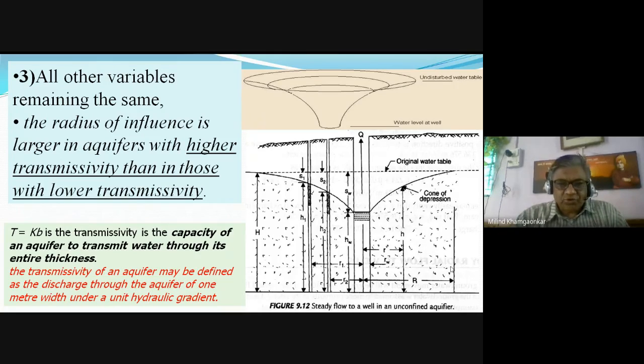If we assume that all the soil has the same characteristics regarding its porosity, its specific yield, density, that is, all the variables remaining the same, the radius of influence is larger in aquifers with higher transmissivity.